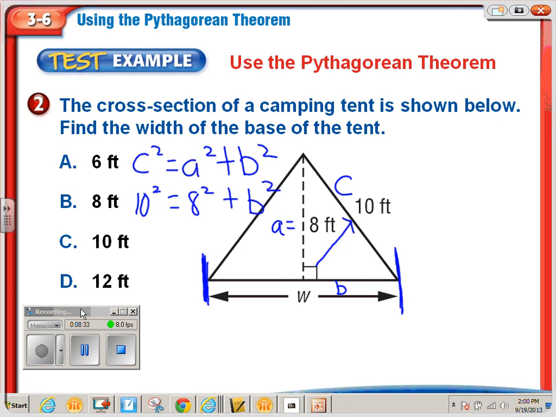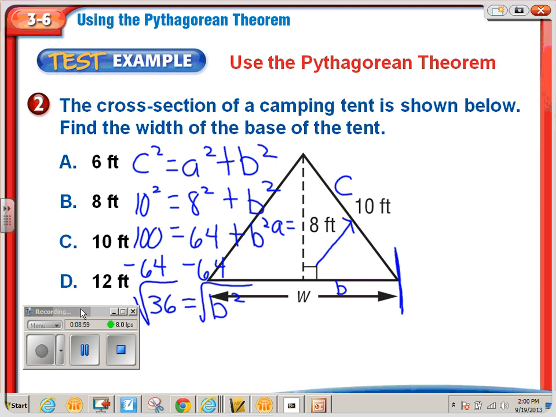And then we simplify. 10 squared is 100, which is equal to 64 plus B squared. We're trying to solve for B, so we want to get B by itself. To do that, I subtract 64 on both sides of the equation. When I do that, I end up with 36 on the left and B squared on the right. A reminder that we're not solving for B squared, we're solving for B. So we want to find the square root of both sides.